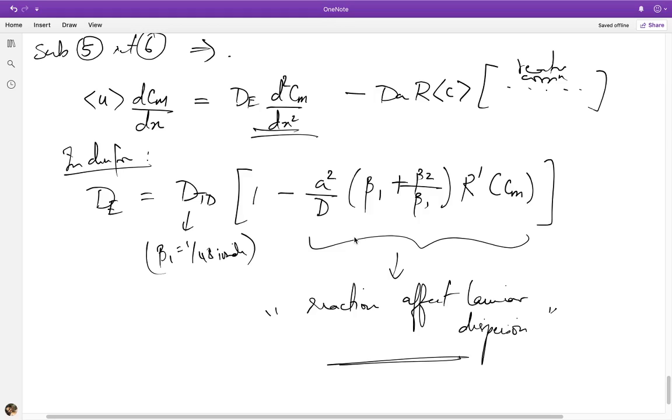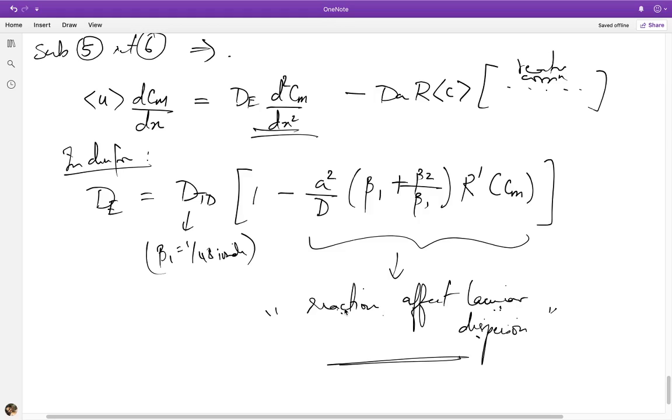And more importantly, it shows you these physical effects just like this one, where the reaction affects a laminar dispersion, which can then serve as important indications for what to expect when you actually look at either simulations or experiments of these phenomena.